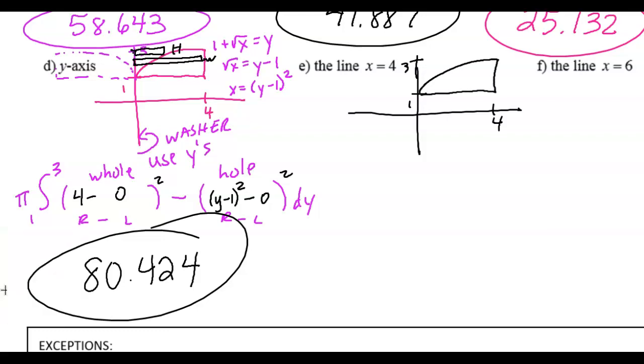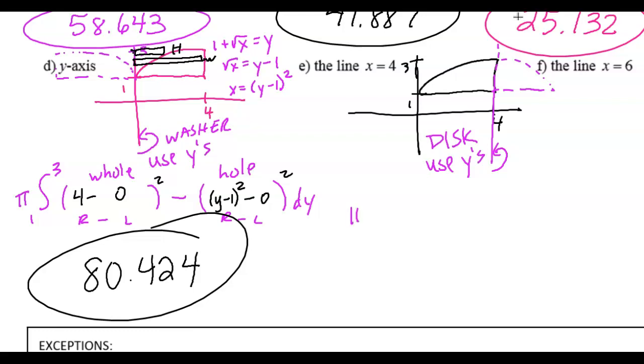1, 4, 3. The line x equals 4, so that is this line. And so we would go over here. Okay, so it's going to look like, I don't know, a top? A hamburger bun top. How about that? So this is going to be a disc.